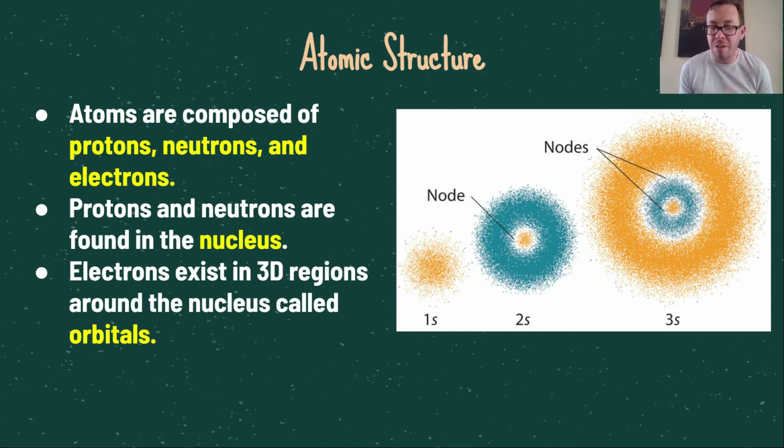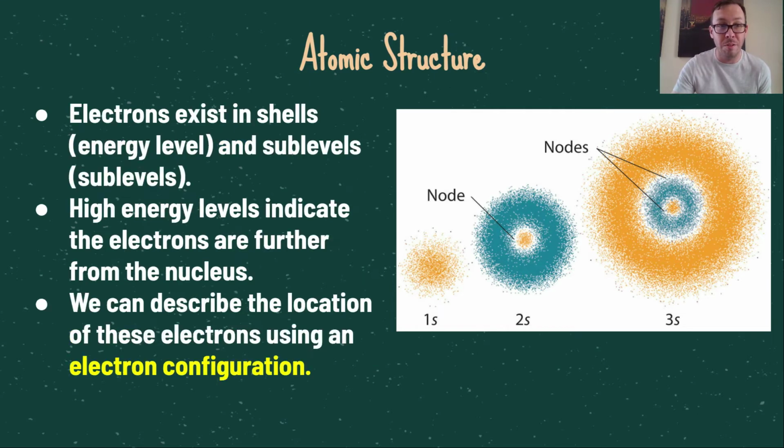Now, we're not going to go into too much modern atomic theory here, but just understand that those electrons exist in those 3-dimensional regions. We can go back and talk about the Heisenberg uncertainty principle, that the more we know about the location of an electron, the less we know about its momentum and vice versa, but for our purposes, we just need to know that they exist in these 3-dimensional regions known as orbitals.